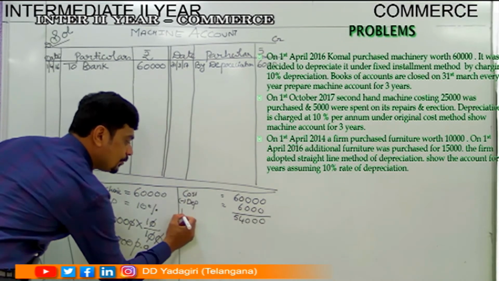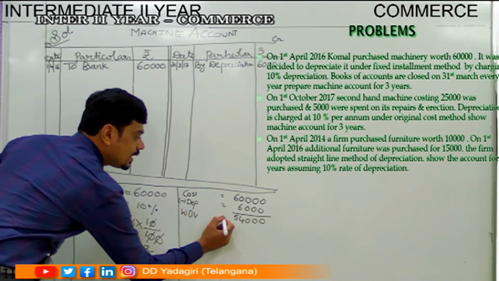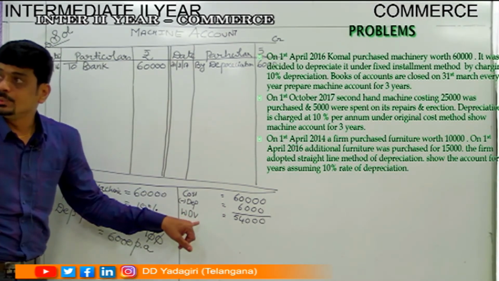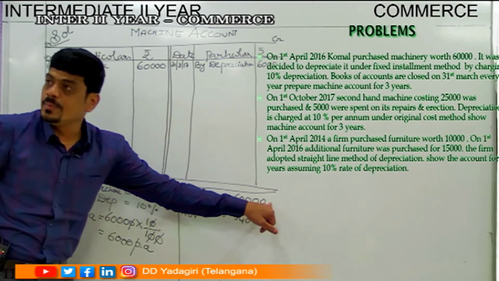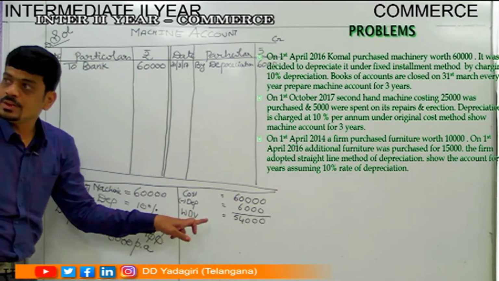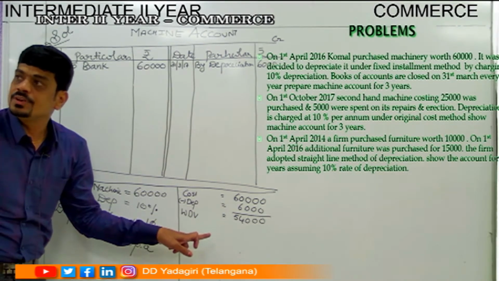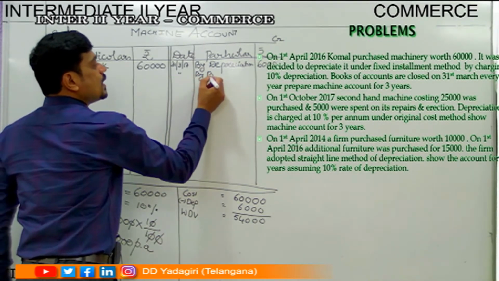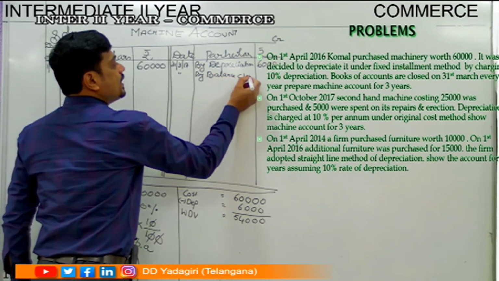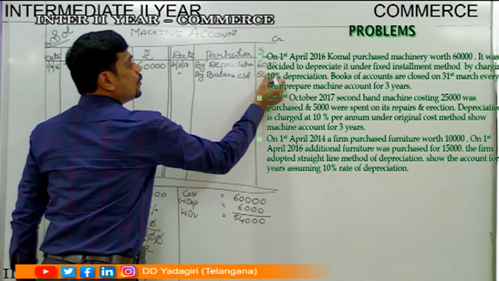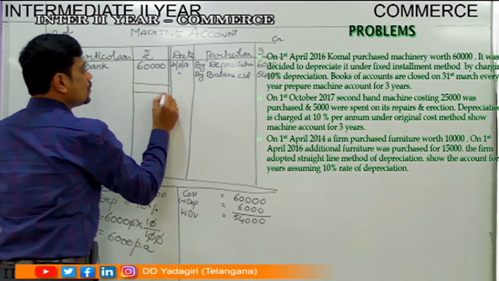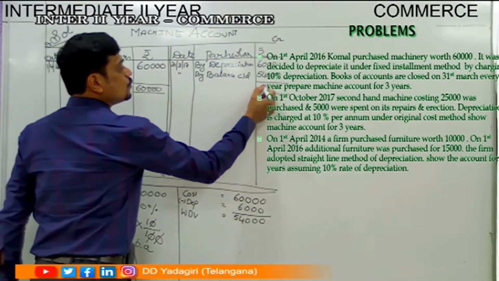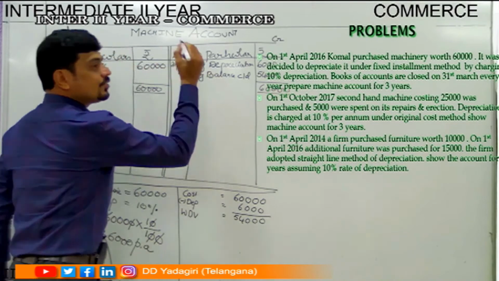And what do we call this 54,000? We call it written down value, nothing but balance carried down. When we bought the asset, it was how much? 60,000. After using 1 year, the value has come to 54,000. So we'll balance the account. On the same date, we'll close by balance carried down, 54,000, and close the account. Both the sides 60,000. First year is completed, 31st March year ended.